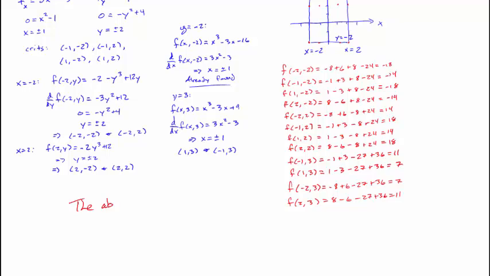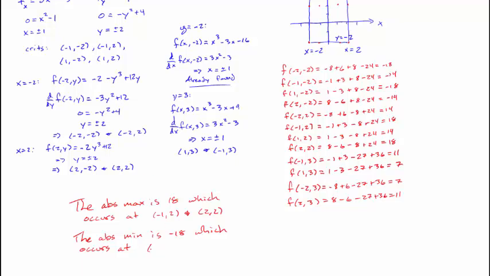The absolute max is 18, which occurs at the points (-1, 2) and (2, 2). The absolute min is negative 18, which occurs at (-2, -2) and (1, -2).